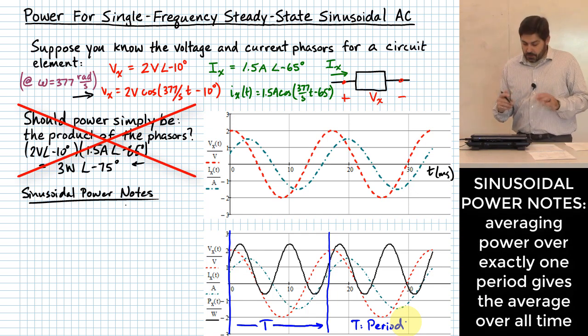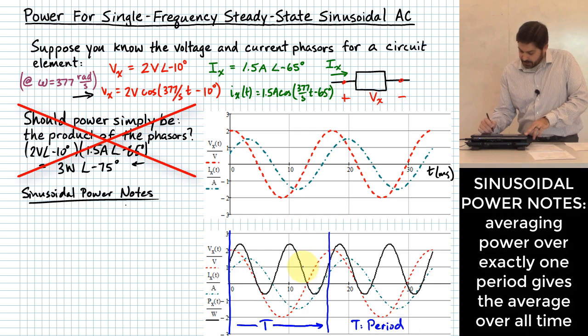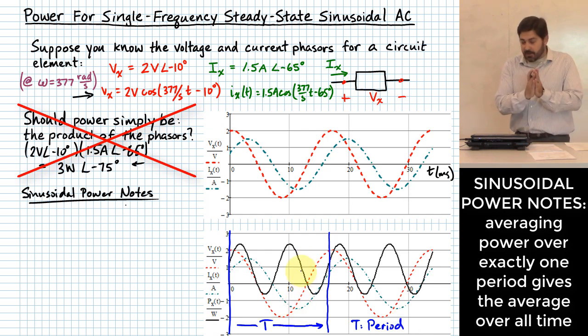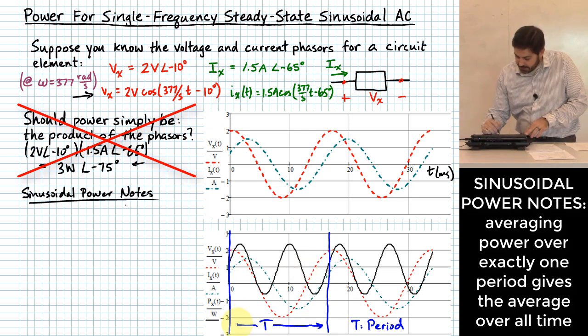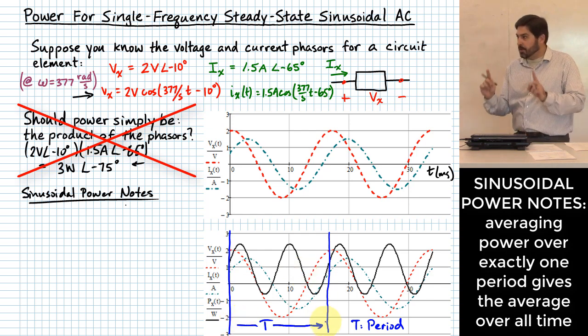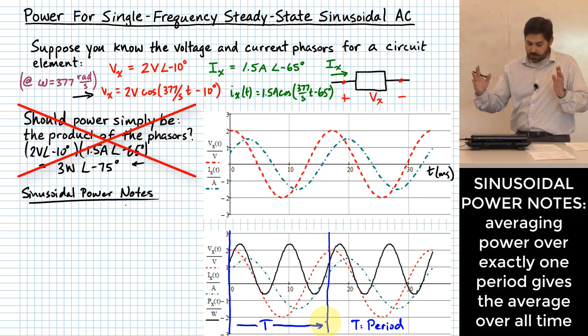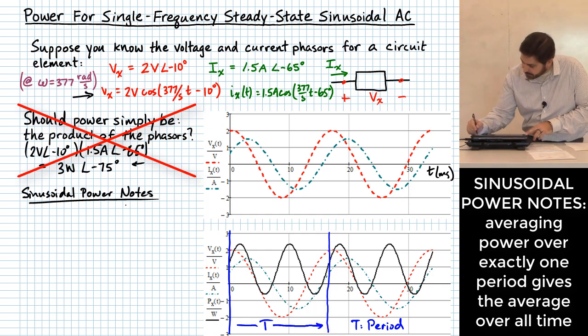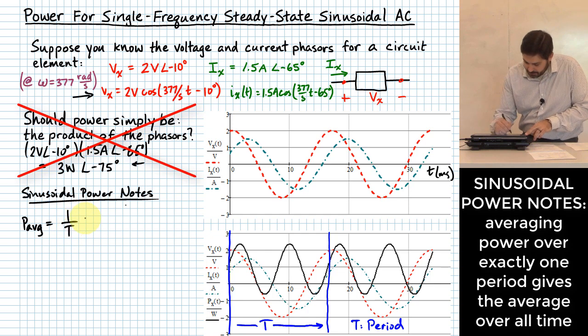So if I want to know what my power is going to be on average forever, I can do that by just figuring out what the average power is over one period's worth of this wave. And what that would look like over here would be this, right? I would take 1 over the length of the period multiplied by an integral from 0 to T of p of t dt.